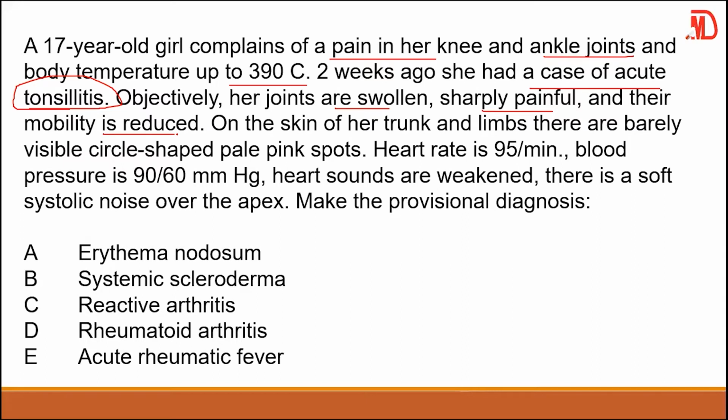On the skin of her trunk and in the limbs, there are barely visible ring-shaped pale pink spots. Heart rate is 95 per minute. Blood pressure is 90/60. Heart sounds are weakened. There is a soft systolic noise over the apex. What is your provisional diagnosis?